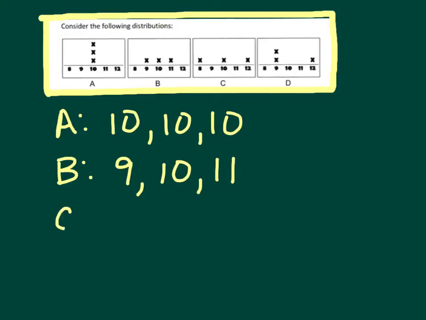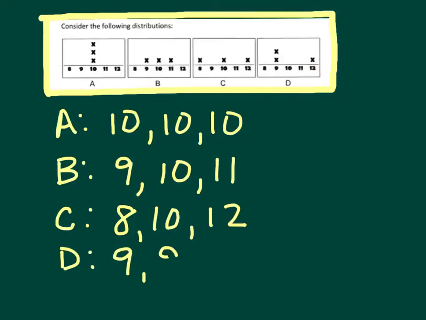Similarly, data set C, my data values were 8, 10, and 12. And then lastly, for data set D, I've got 2 dots on 9, so that means I have 2 values of 9, 9, 9, and then 1 dot on 12. So my data set is going to be 9, 9, 12.